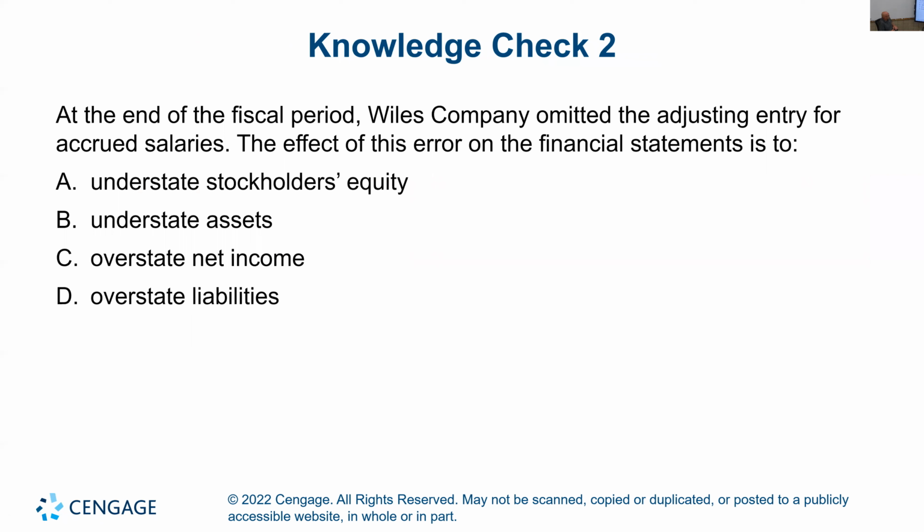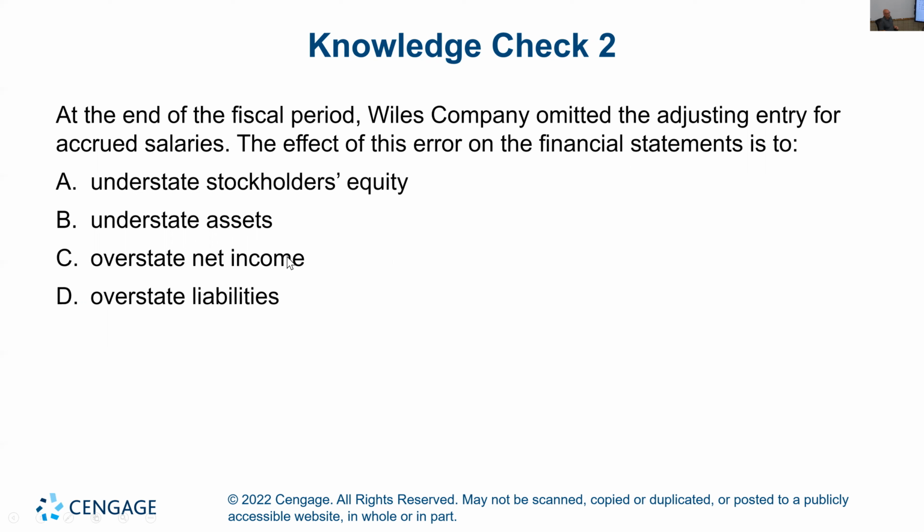All right, at the end of the fiscal period, they omitted the adjusting entries for accrued salaries. The effect on this area of the financial statement is to, so they did not record that salaries expense and salaries payable. So what's it going to do to our financial statements? Our expenses are going to be lower than they should be, which is going to make our income higher than it should be. So it's going to definitely overstate net income. Okay, that's the effect it's going to have on the income statement.